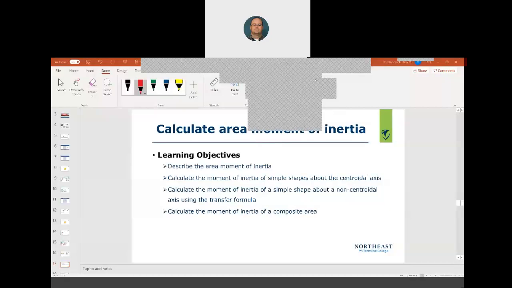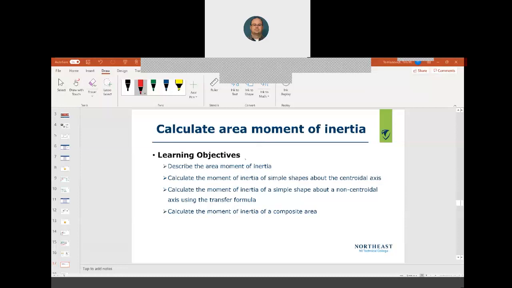All right. Moment of inertia. So describe the area moment of inertia. Okay, so what is the moment of inertia? That's what we're going to find out. And I'm going to tell you why this is important in statics and structural engineering.